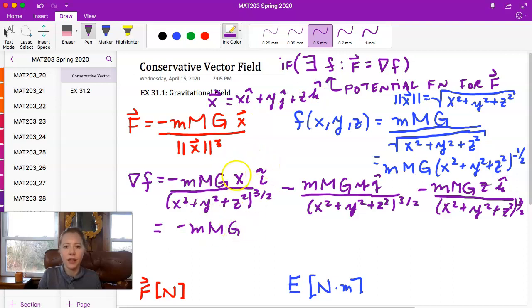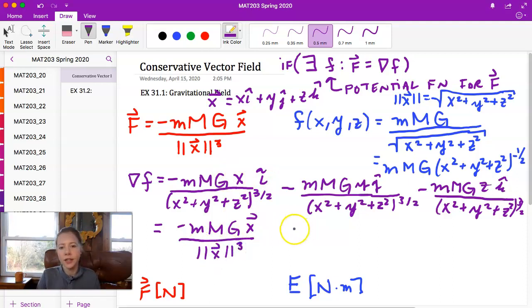Okay, so we can write this whole thing, x i hat plus y j hat plus z k hat, as vector x divided by, well, x squared plus y squared plus z squared to the 3/2 is the same thing as taking the magnitude of x, which is the square root of x squared plus y squared plus z squared, and cubing it.